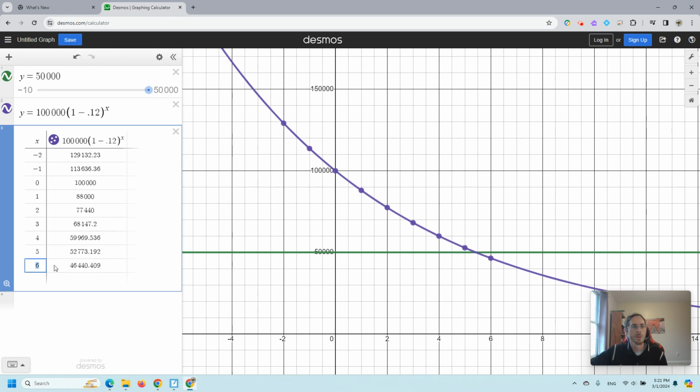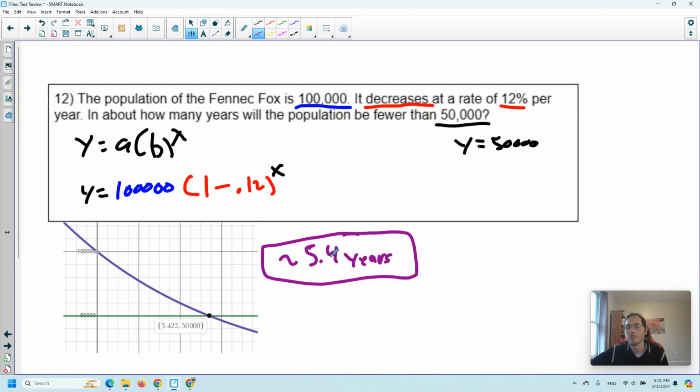So you could also do that with the estimations using the points. Here you might want to press enter, and instead of doing 7, type in 5.5 to see if it's closer to 5 or 6. And it looks like it's really close to 5.5. But again, that's what we kind of found. We found that it was about 5.4. So that's what we got for number 12.